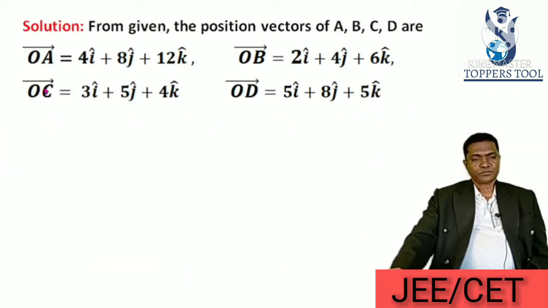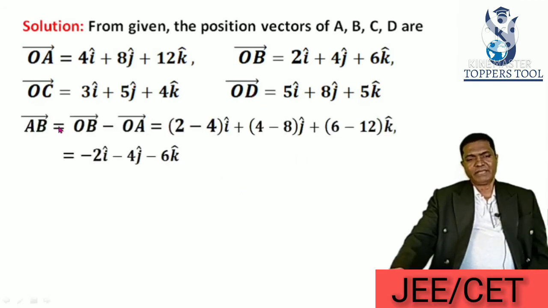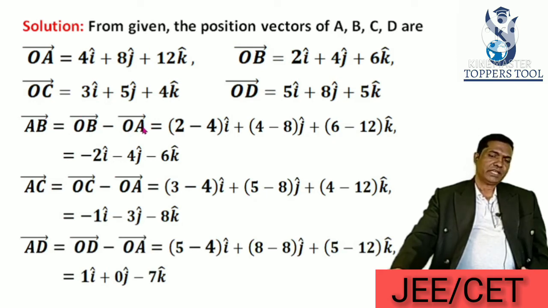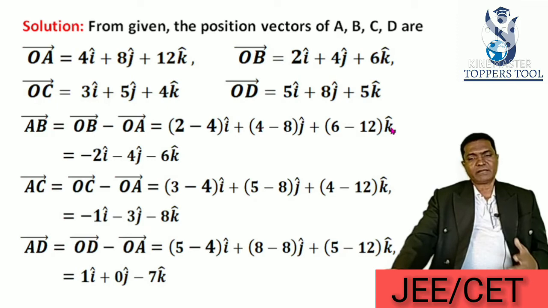Here are the given position vectors and we want AB. How to find vector AB in terms of position vectors? As I mentioned earlier, you can write OB minus OA. Subtract OA from OB, in the form of coordinates you can subtract 2 minus 4 and 4 minus 8, 6 minus 12 and respectively you can write i cap, j cap, k cap. Simplification of this gives you this.